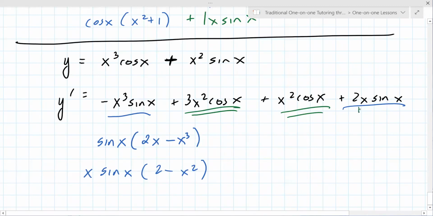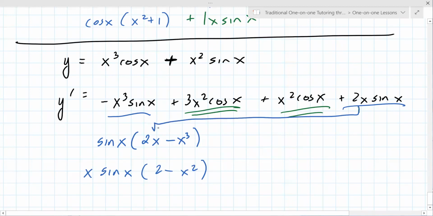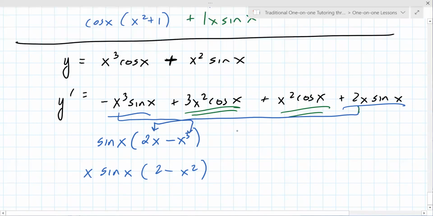You took out a sine x and then. Let me switch back to that color. Oh, you're doing the first and the last. Yes. Oh, gotcha. Okay. So then in that one, it's 4x squared because there's 3 of them, and then there's 1 of them here.